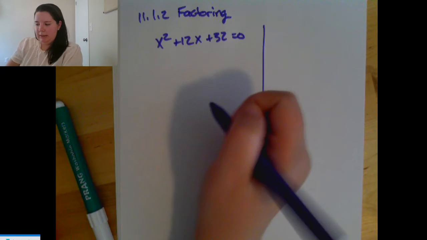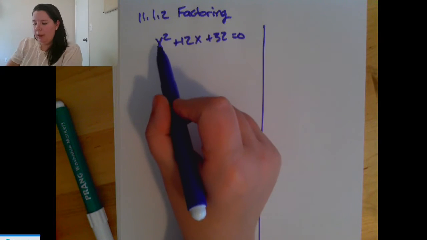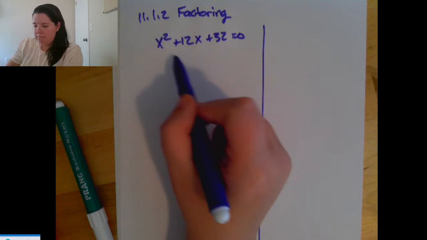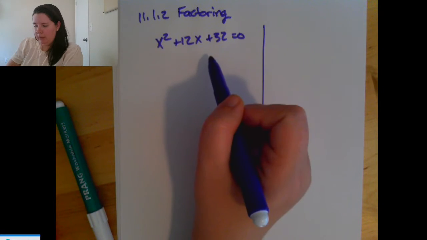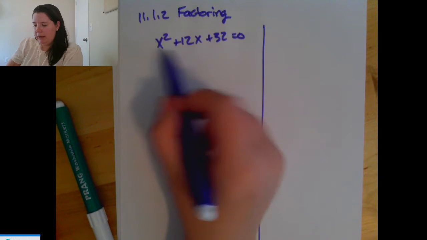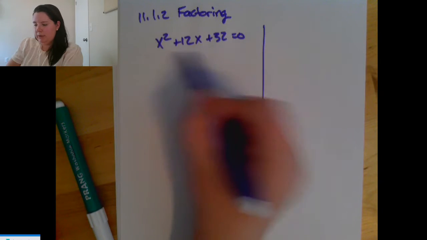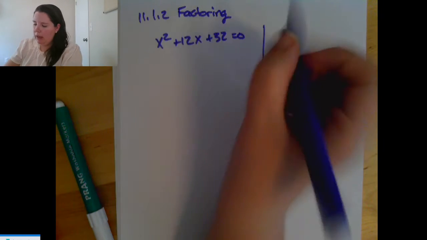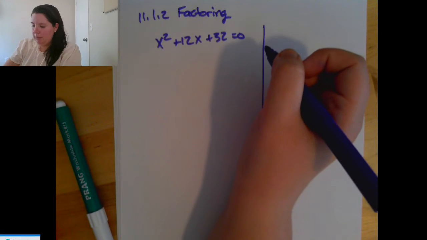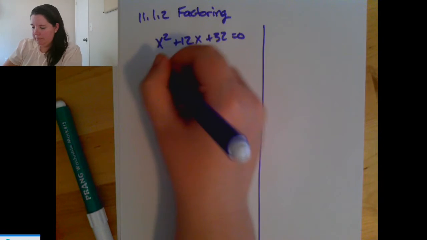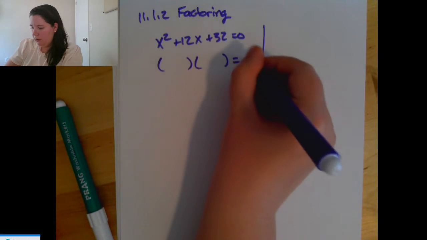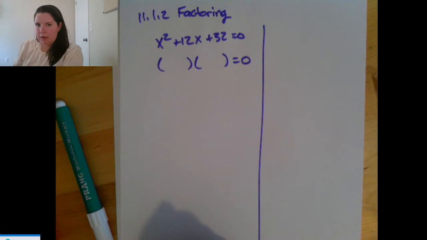And what that means is we need to find what value or values of x make this true. In other words, what can I plug in for x that will make this whole thing 0? Because we want it equal to 0. And one of the tools is factoring, which will leave us with something that looks like that.